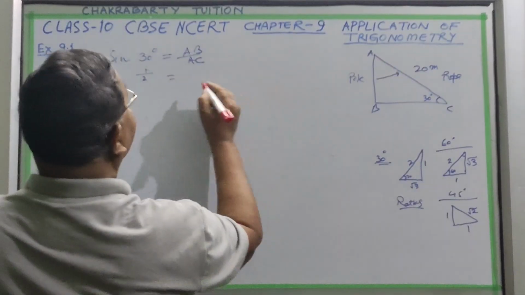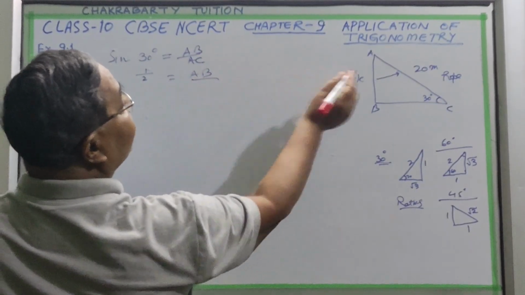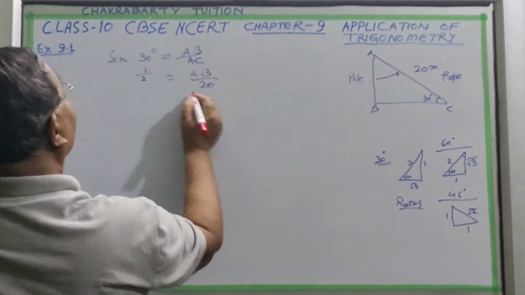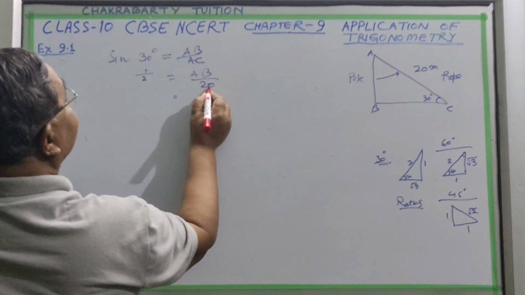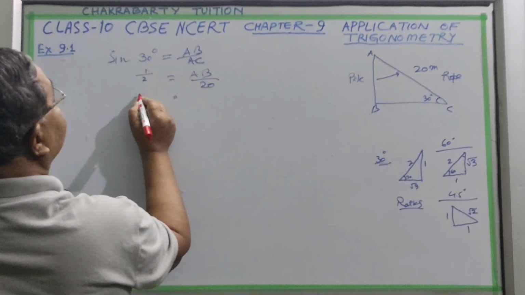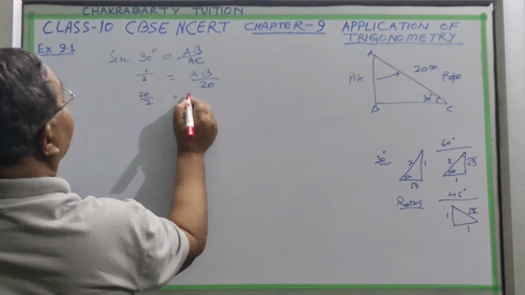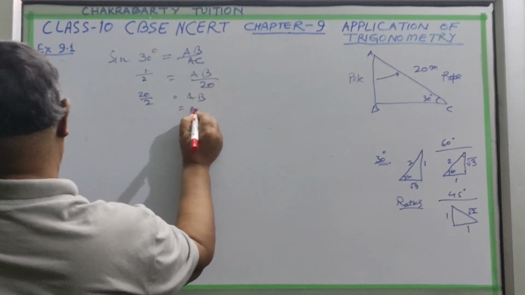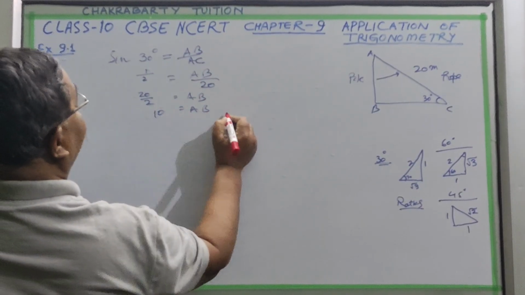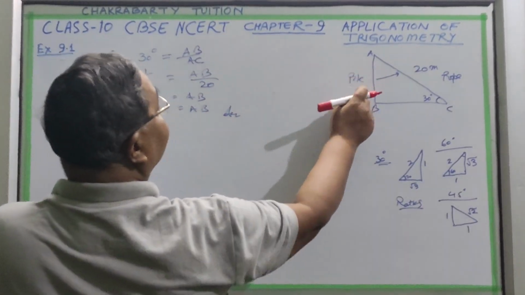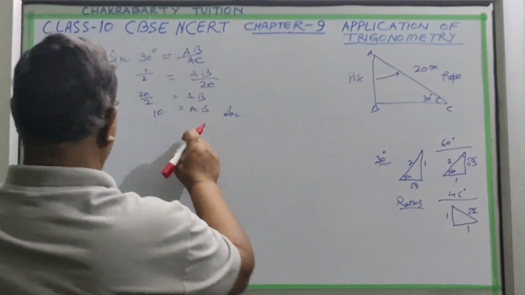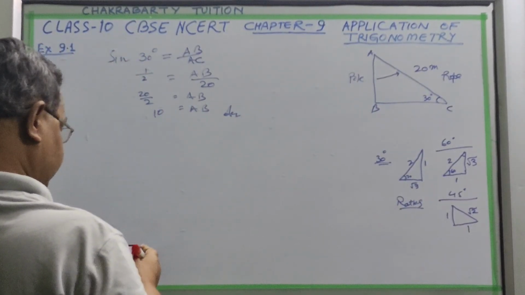AB is not known and AC is 20 meter. So what we can do? This 20 we can transpose to this side. So 20 upon 2 is equal to AB. So AB is equal to 10 meter, and this is your answer. Means pole AB height will be 10. Now we will go to the next question.